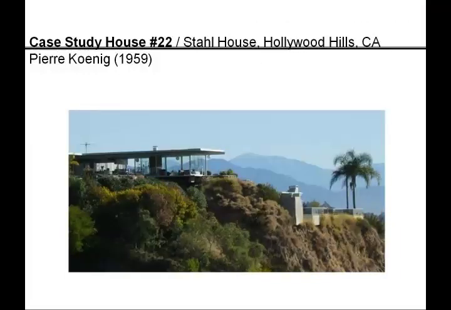The Case Study House program produced some of the most iconic architectural projects of the 20th century, but none are more iconic or as famous as the Stahl House, also known as Case Study House Number 22 by Pierre Koenig. The modern residence overlooks Los Angeles from the Hollywood Hills. It was completed in 1959 for Buck Stahl and his family.